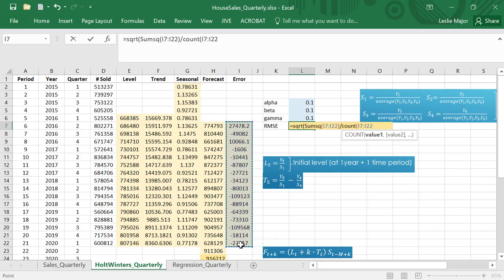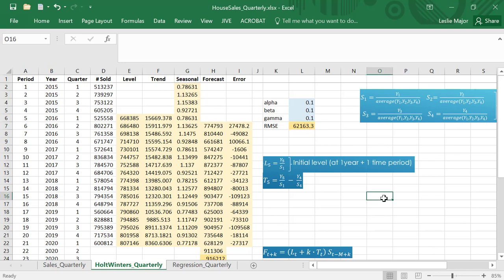There are lots of different error measures as well. I just like using the RMSE. There's many correct ones, the MAE, the MAPE. But yeah, in this series, we're just looking at the RMSE.